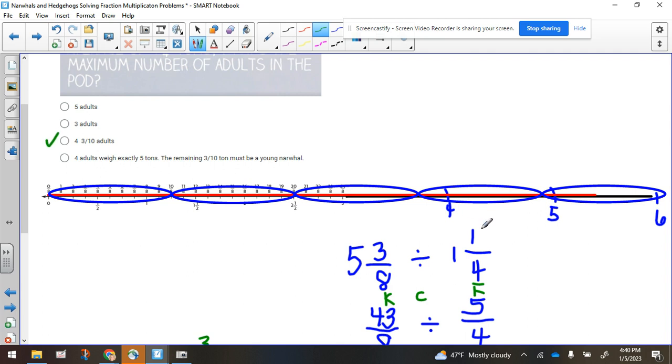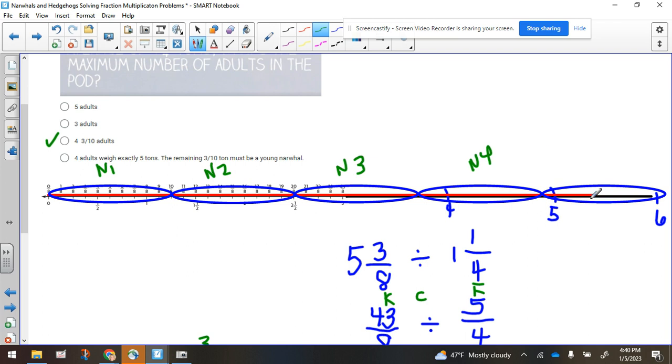Why? Again, it goes back to, can you have a partial narwhal? No. We're not going to be doing anything malicious like cutting it in half with a knife or anything like that. We're talking about full, unharmed narwhals. So what are we going to pick for our answer? We don't have enough for that fifth one, right? Because this is the first narwhal, narwhal number 1. Here's narwhal number 2. Here's narwhal number 3. Here's narwhal number 4. And we don't have enough for narwhal number 5.